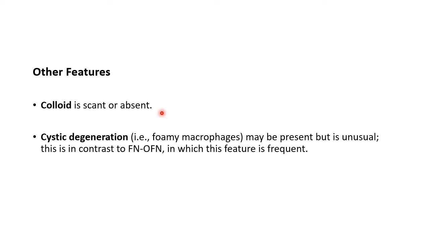Colloid is usually scant or absent in follicular neoplasms. Cystic degeneration is unusual, but it can sometimes be present in the form of foamy macrophages. This is in contrast to the oncocytic follicular neoplasms, where cystic degeneration is commonly seen.